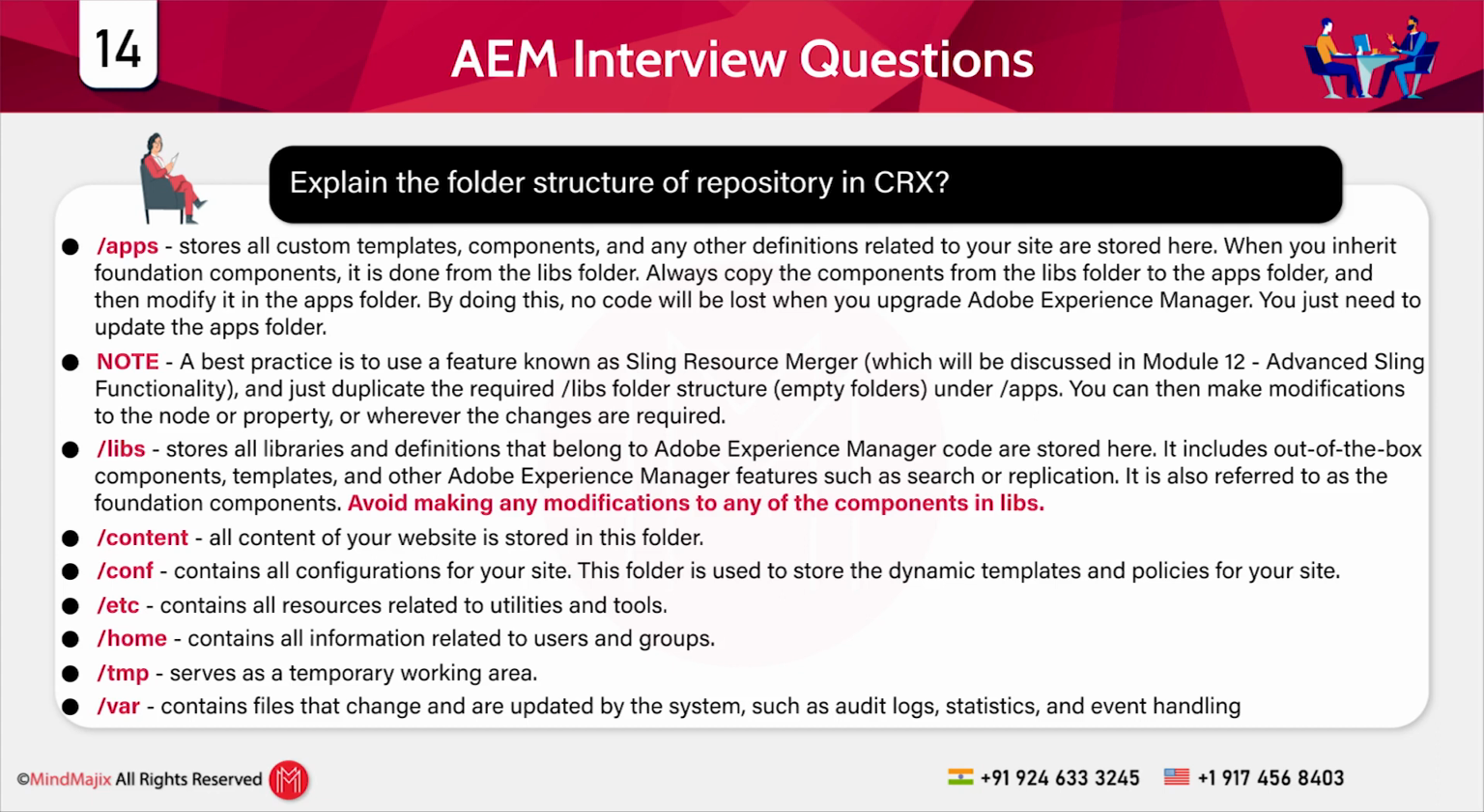And the content folder: once we create anything, we author the content, or we give names or things, those all will be stored in the content folder. And conf is for storing the configurations of your site. The folder is used to store the dynamic templates and policies of your site. And etc contains all the resources related to utilities. And home contains the user information, all the information related to the users and the groups.